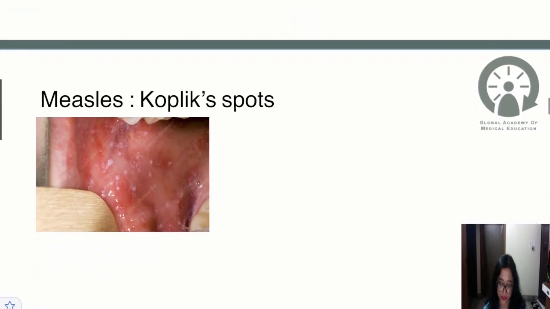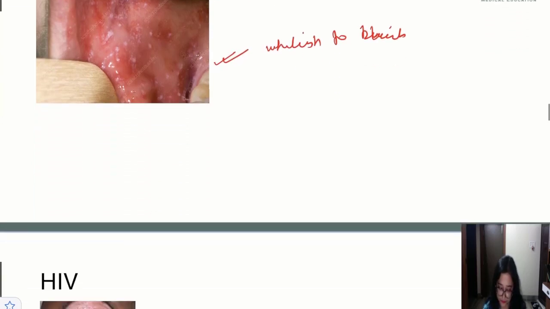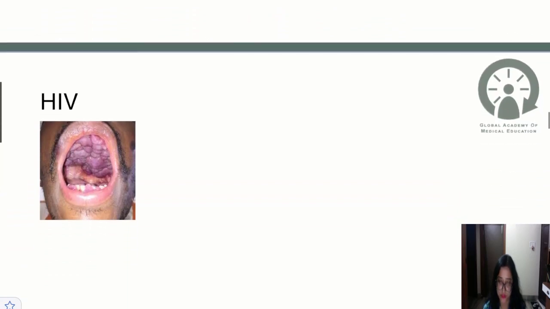Next question, this was the image shown in a child. It presented with whitish to bluish spots in the buccal mucosa. So this is a very to the point question, and it is very suggestive that it is measles, and the spots are the Koplik spots.